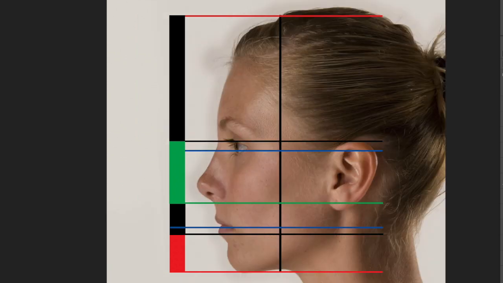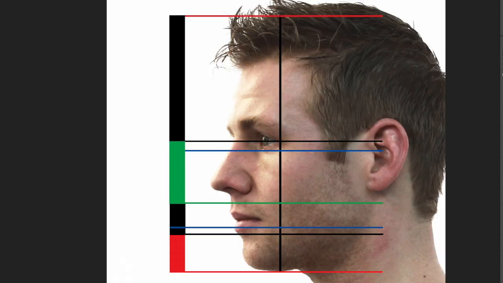So let's look at a profile real quick just to see if things line up. And they pretty much do. Bottom of the nose, mouth is pretty much the same spot. Eyes pretty much in the same spot. And again, I'm sizing these to estimate, so things can be a little off.